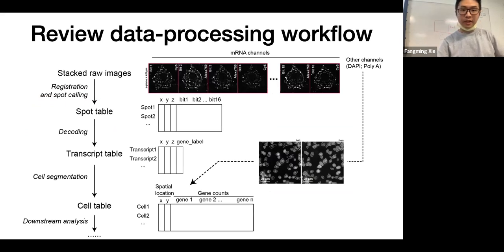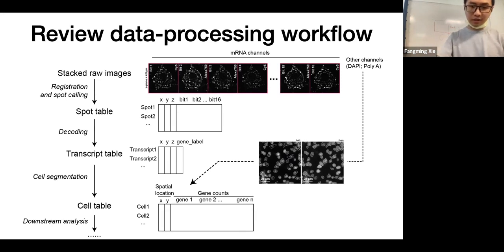Quick recap. How do we go from raw imaging to the cell table? We take multiple rounds of imaging and we count spots, and we summarize the information in a spot table where we know their locations and whether they light up in each round of imaging. So that represents bit 1 up until bit 16. Then using those barcodes, we can resolve their transcript, which gene they are. So it turns into a transcript table, and then we summarize it locally and assign those transcripts to individual cells, so we know for each cell where they are and how much of each gene they express.